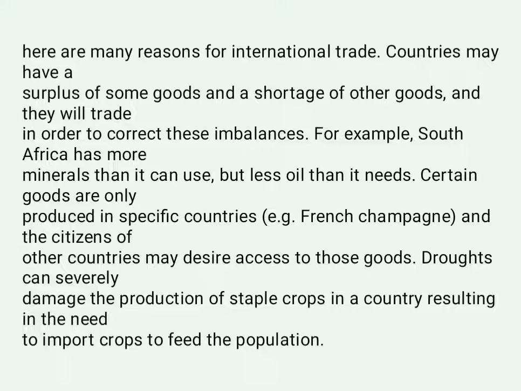Countries may have surplus of some goods and shortage of other goods, and they will trade in order to correct these imbalances. For example, South Africa has more minerals than it can use, but less oil than it needs. Certain goods are only produced in specific countries. For example, French champagne, and the citizens of other countries may desire access to those goods. Droughts can severely damage the production of staple crops in a country, resulting in the need to import crops to feed the population.